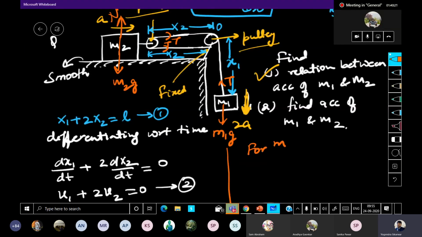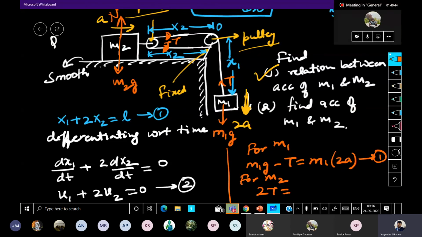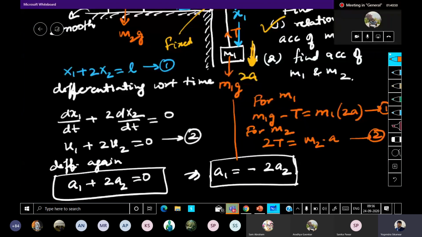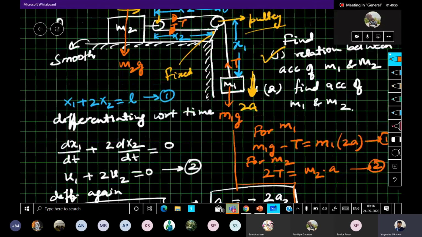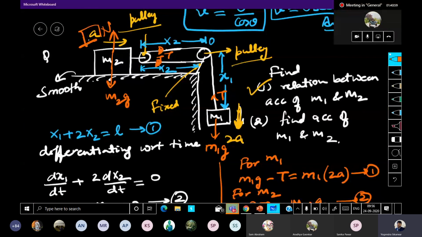So for M1, M1g minus T is equal to M1 into 2a. Equation number 1. For M2, T here and T here, so 2T is equal to M2 into a, equation number 2. When you solve these equations, you will get the value of a. a is the acceleration of M2. Remember that.